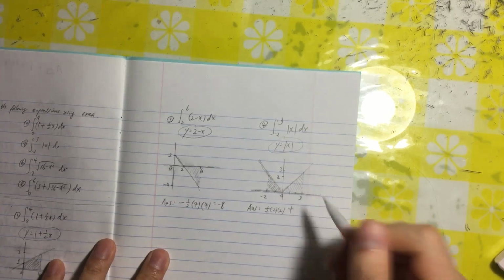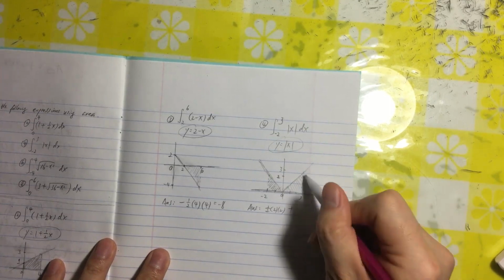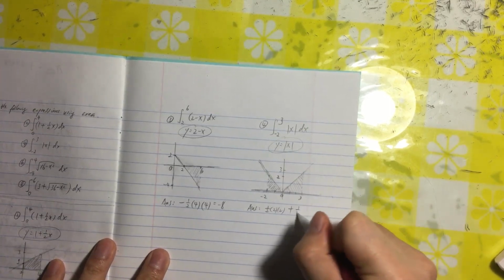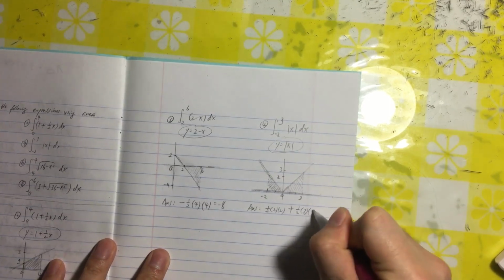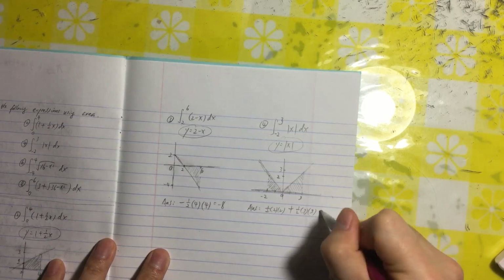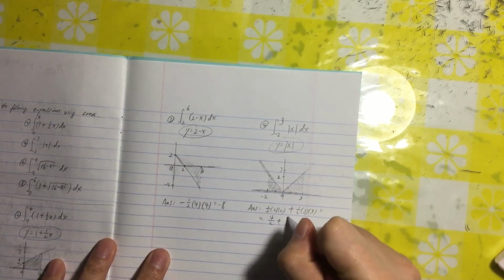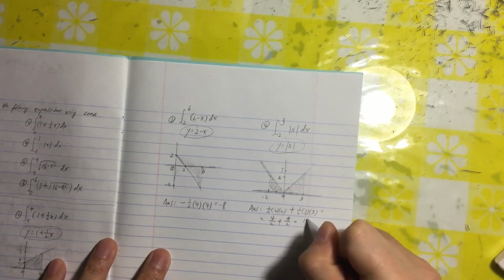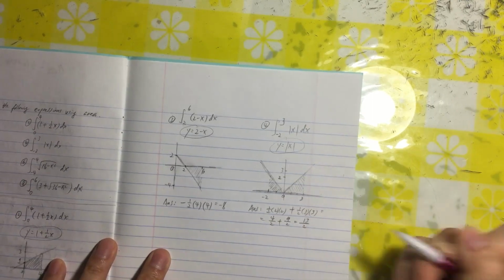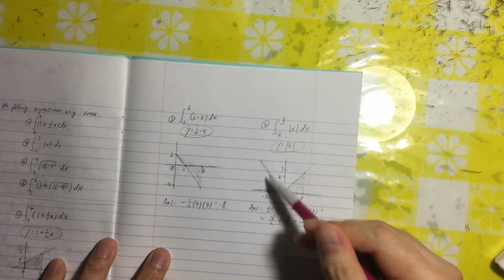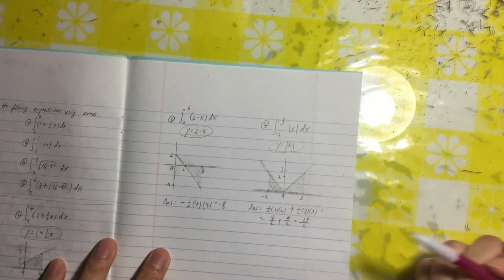For this triangle here, base is 3. Height is also 3. So you get half of 3 times 3. That's 4 over 2 plus 9 over 2, which is 13 over 2. That's the area under the curve from negative 2 to 3.